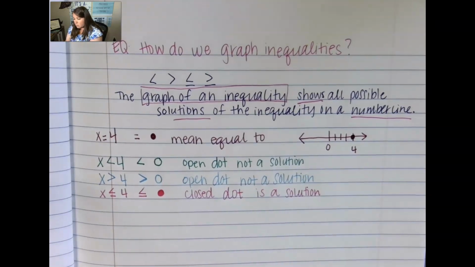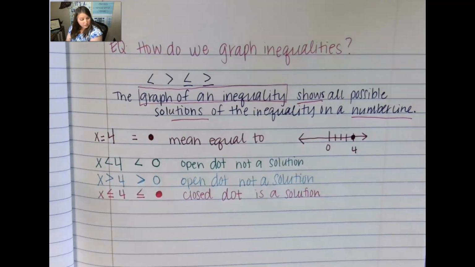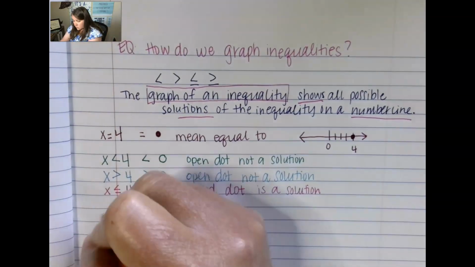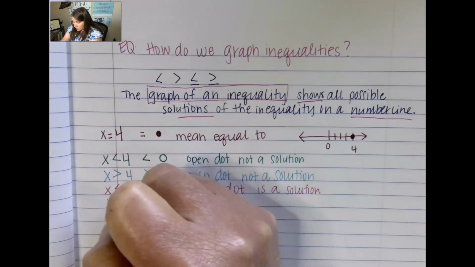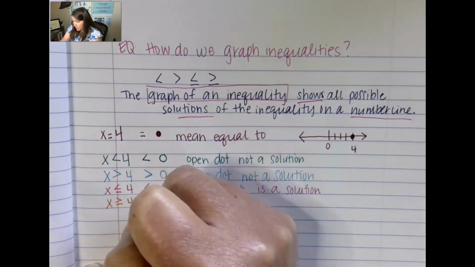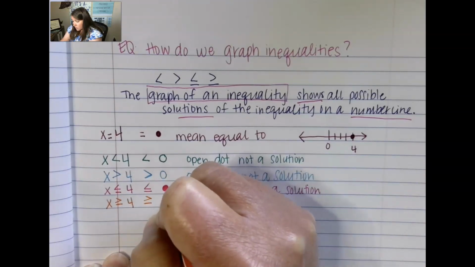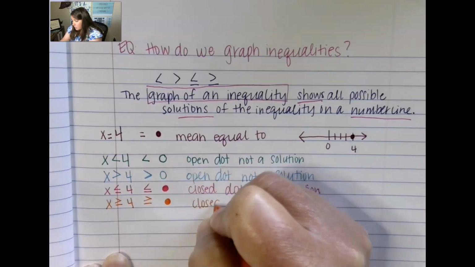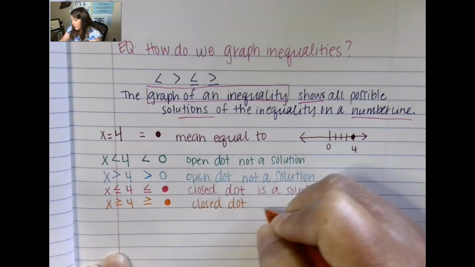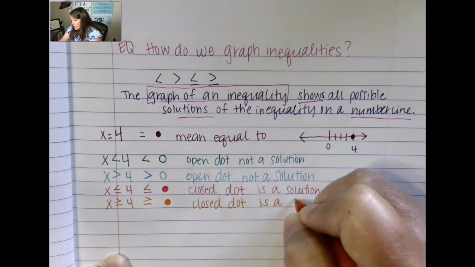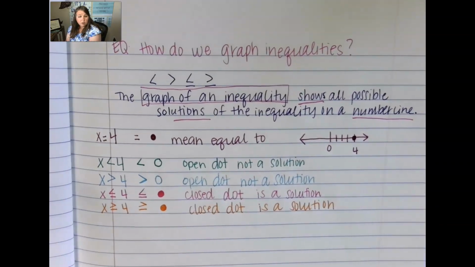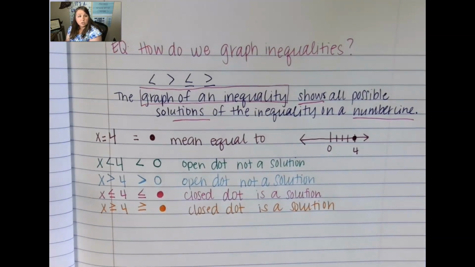Okay, and we have one more symbol, and our last symbol is going to include greater than or equal to. So x is greater than or equal to 4. And so when it's greater than or equal to, again, because it's equal to, we're going to use a closed dot. And it means that it is a solution. Okay, there's more to graphing than just dots, but I want to just start out with the dots, and then we'll go from there.